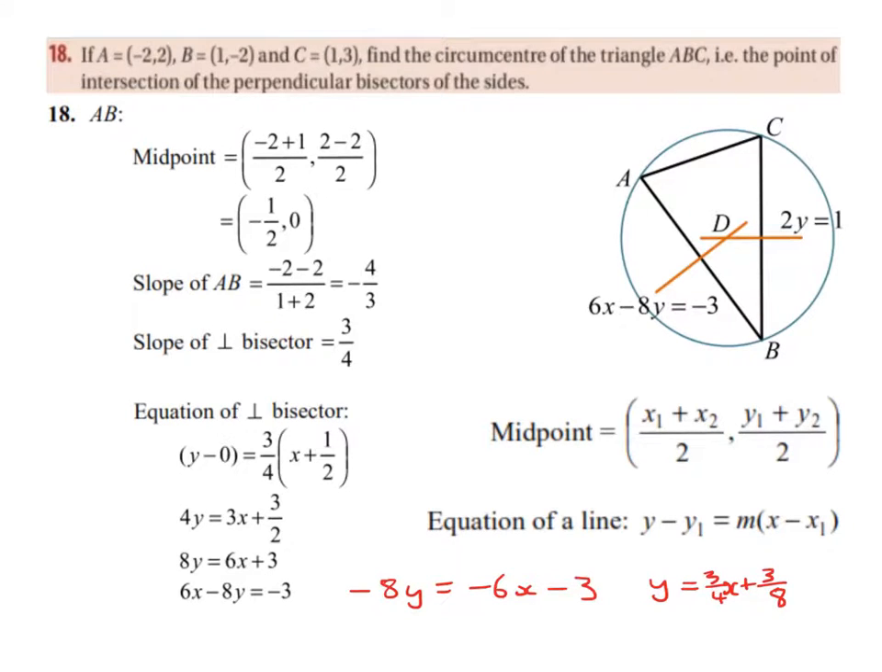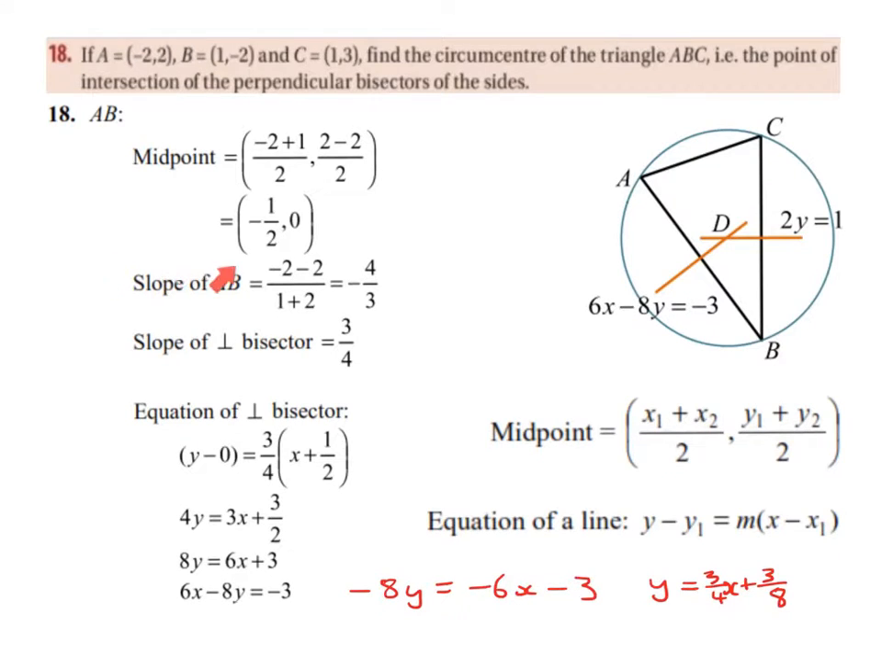So we're going to start off by getting the midpoint of AB. That would give us a point that is on the perpendicular bisector, because the perpendicular bisector cuts the side AB in half. So therefore it must go through the center of AB. Using the midpoint formula, we end up with (-2 + 1) over 2, which gives us minus a half, and (2 - 2) over 2, which gives us 0. So the midpoint of AB is (-1/2, 0).